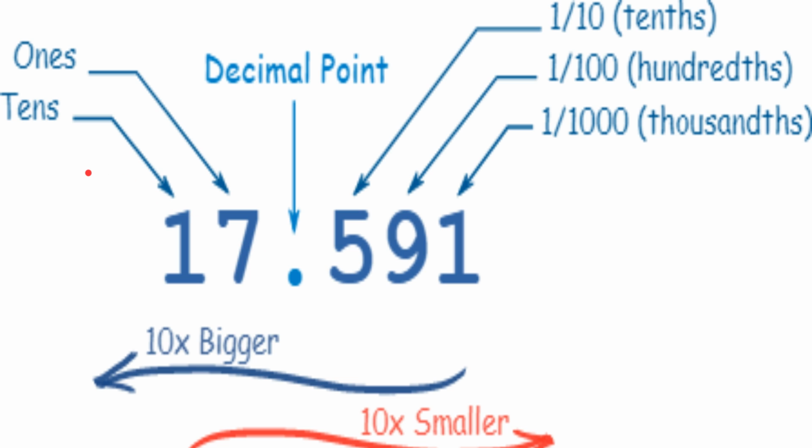Now let us take an example. This example shows 17.592. 17 is the whole number, and then we have got a dot. So the dot separates the whole number from the fractional part. So 5 is at 1/10th place, 9 is at 100th place, and 1 is at 1000th place.